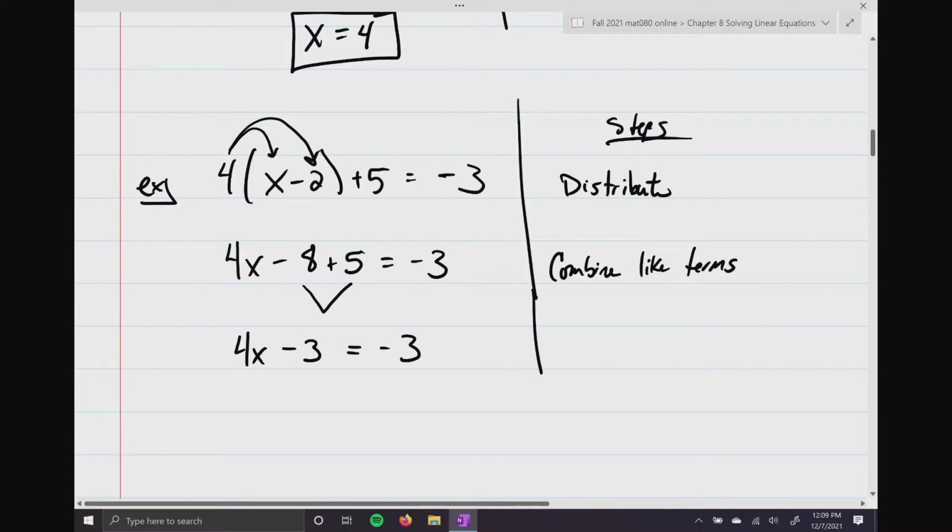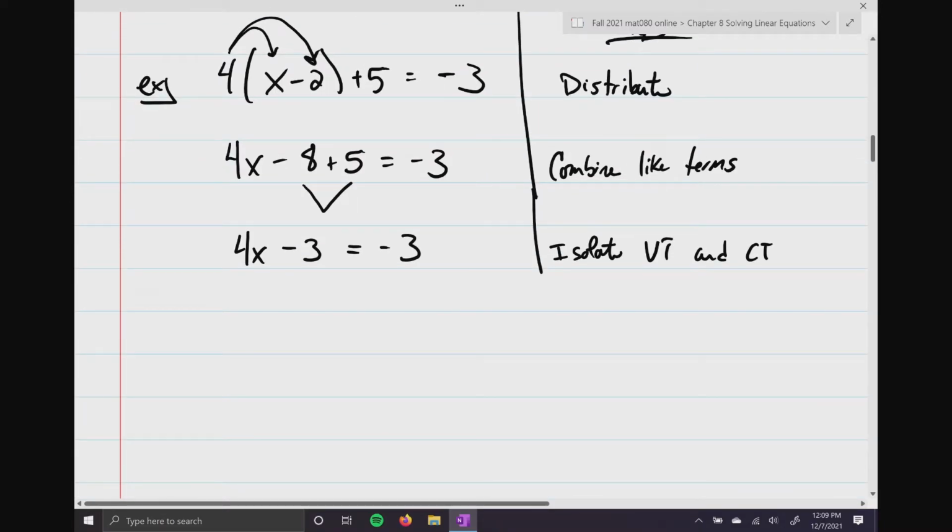Step 4, isolate variable terms and constant terms. So if I look, my variable term is on the left. I'm not going to touch it. What I'm going to move is this negative 3 on the left-hand side. So I'm going to add 3 to both sides. That gives me 4x equals 0.